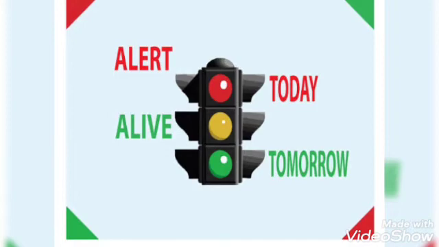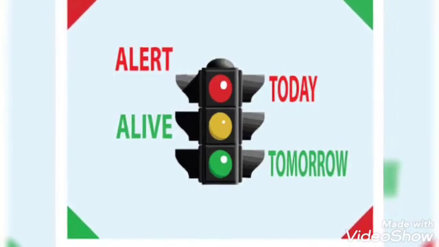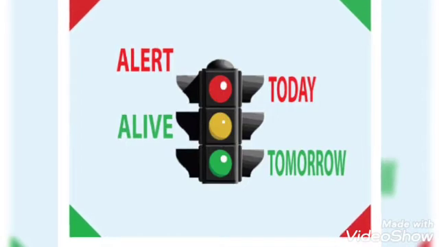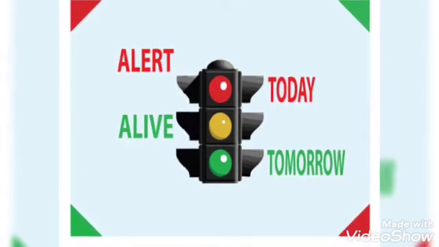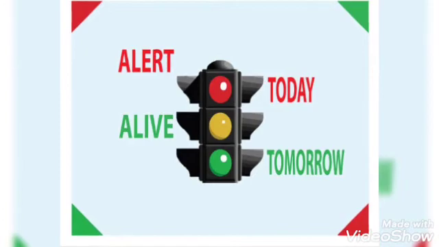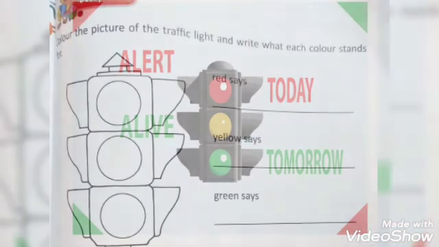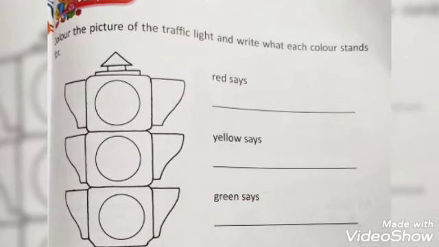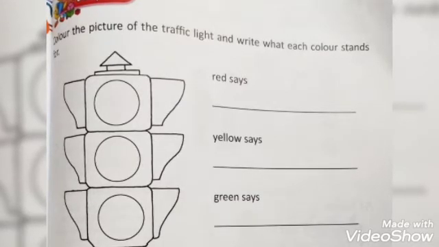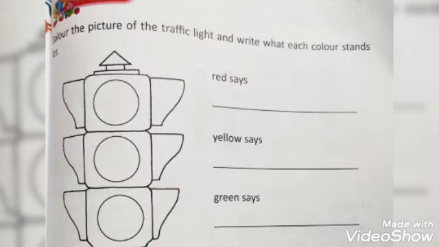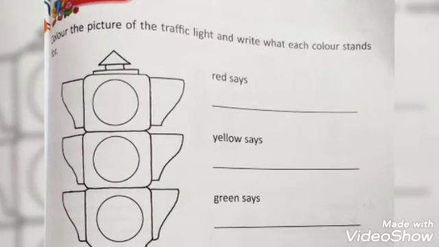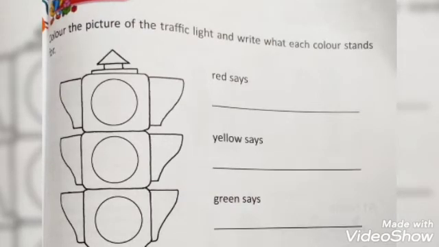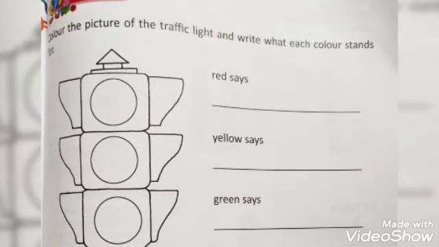Next, do not play or run on the road. Children, always remember that road is not the place where you can run or play, okay? You have to walk through the pavement, cross the road through the zebra crossing, and obey the traffic rules. We must not play on the road.